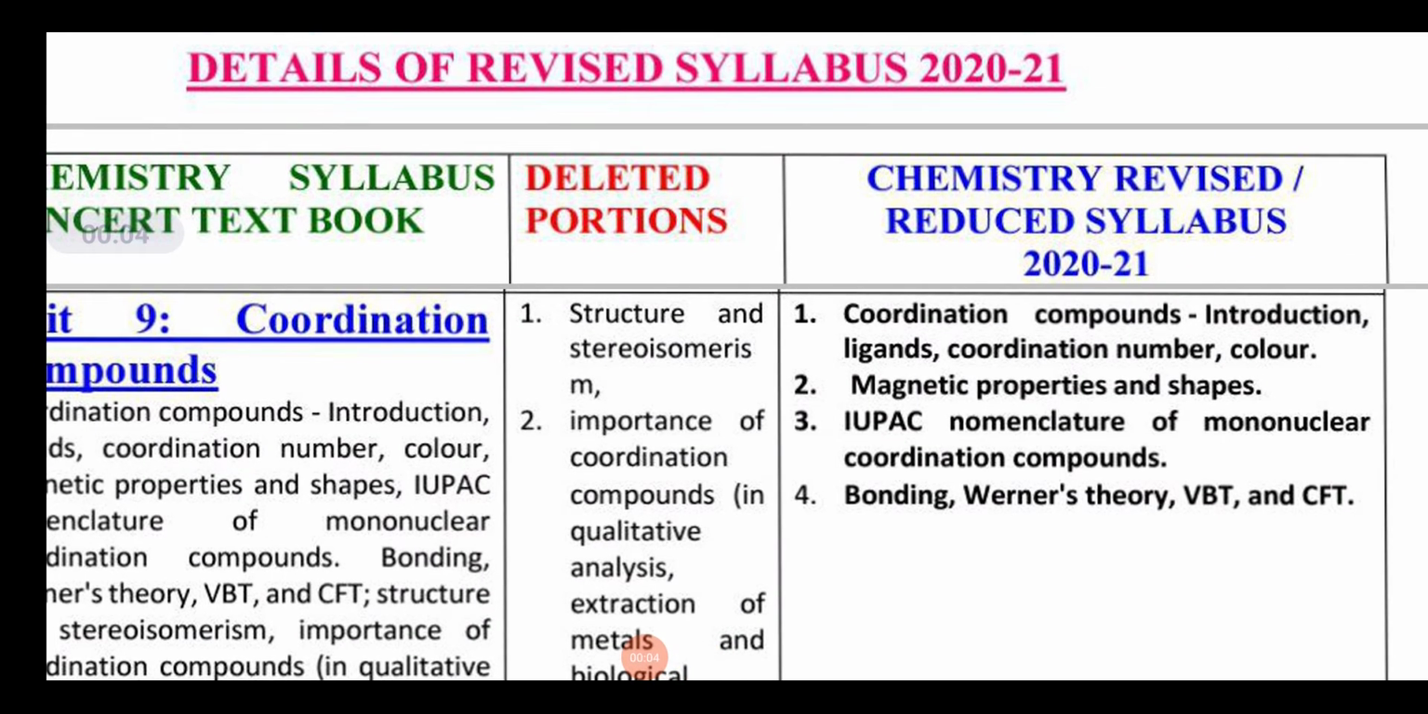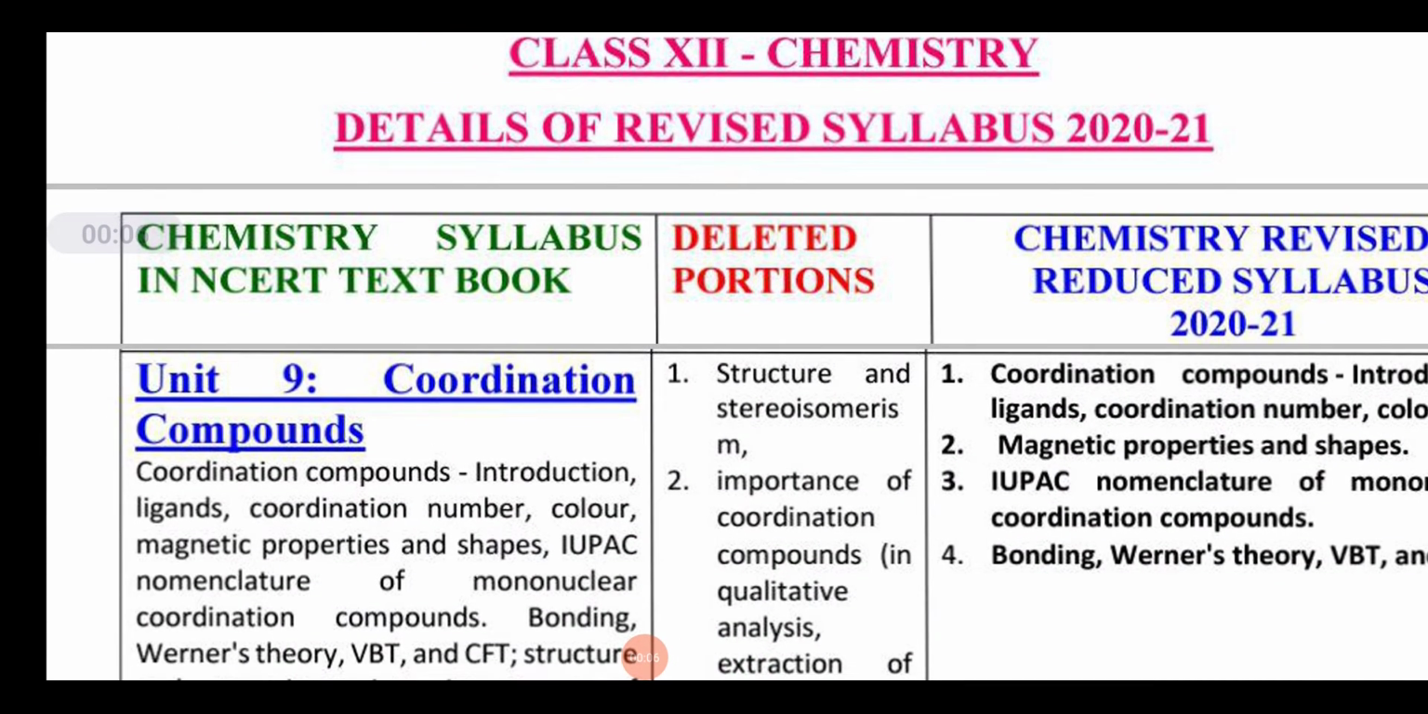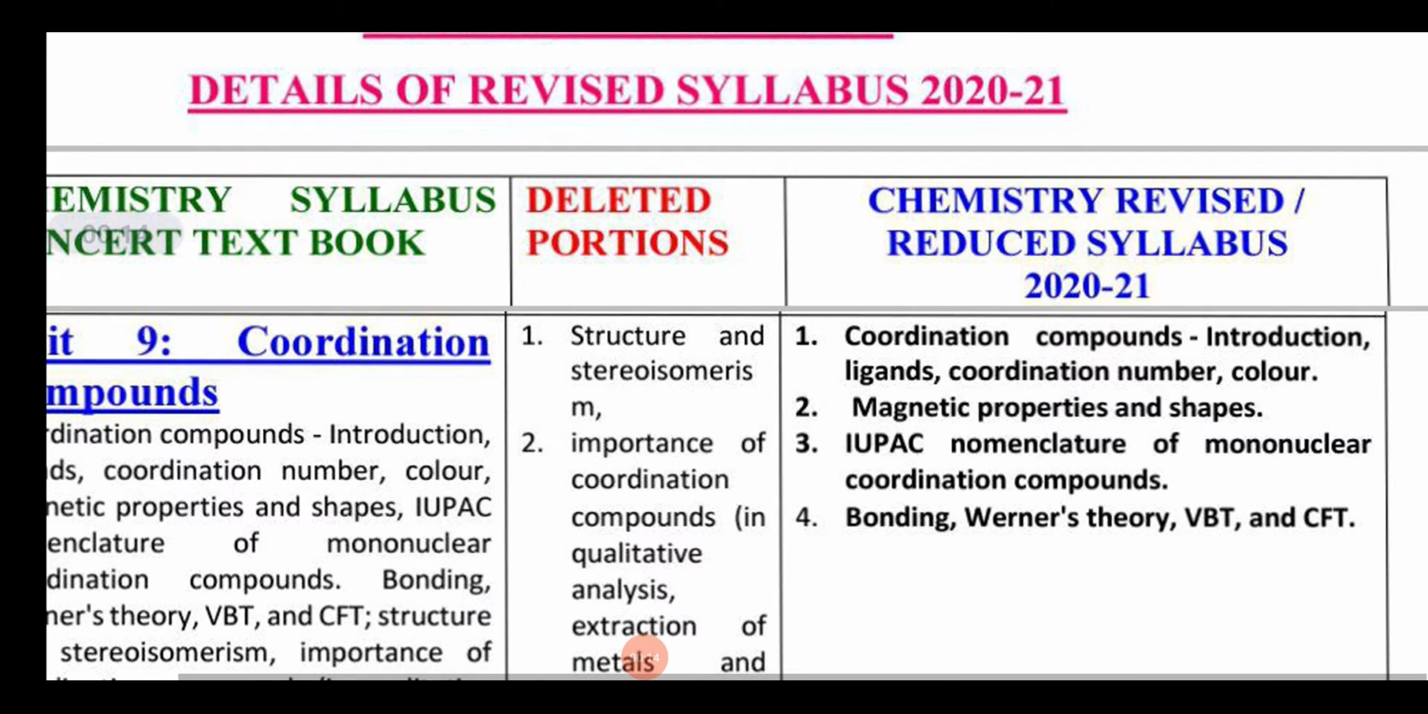Hi students, in this video I am going to explain the basic concepts of coordination compounds, unit number 9. First of all, have a look at the reduced syllabus. You have to study only the introductory part, types of ligand, coordination number, colors, then magnetic property, diamagnetic, paramagnetic, and shape. Shape: sp3 is tetrahedral and dsp2 is square planar, and then d2sp3 and sp3d2 are octahedral. So these are the main types of shapes.